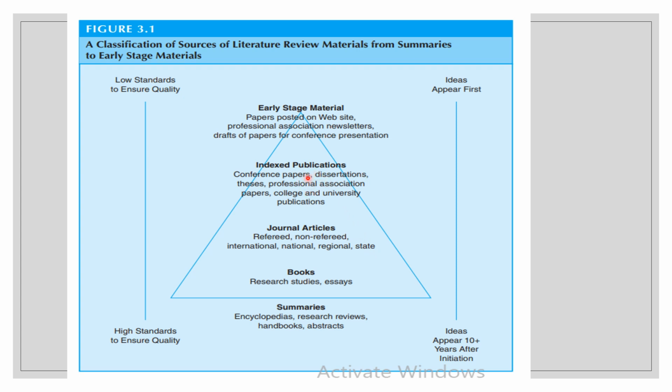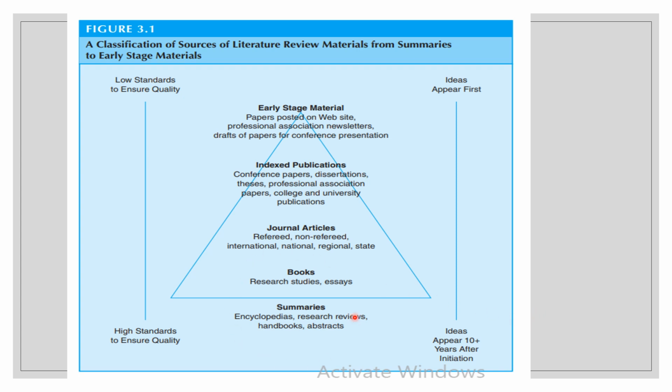And then this one, index publication, means that this is the publication produced in a conference, or in the form of dissertation, thesis, professional association papers, college and university publication. And then the early stage material, like papers posted on the website, professional association newsletters, draft papers of conference presentations. In that part, this is the level where ideas appear first, and in the bottom side, the ideas appear 10 plus years after the initiation.